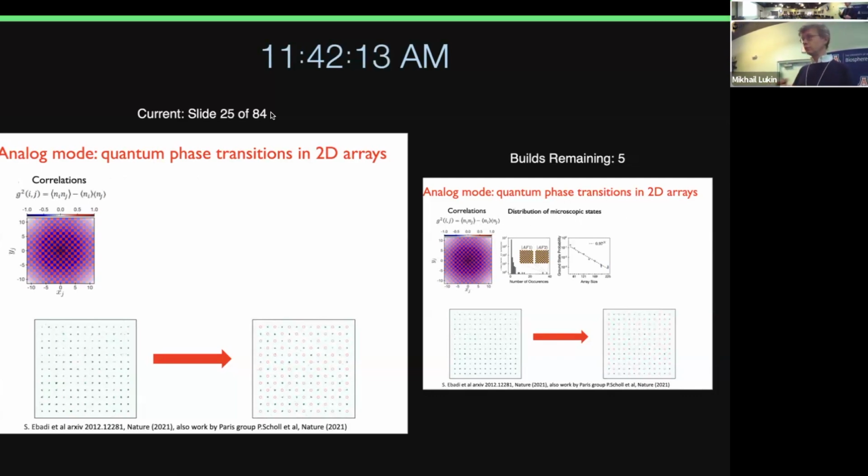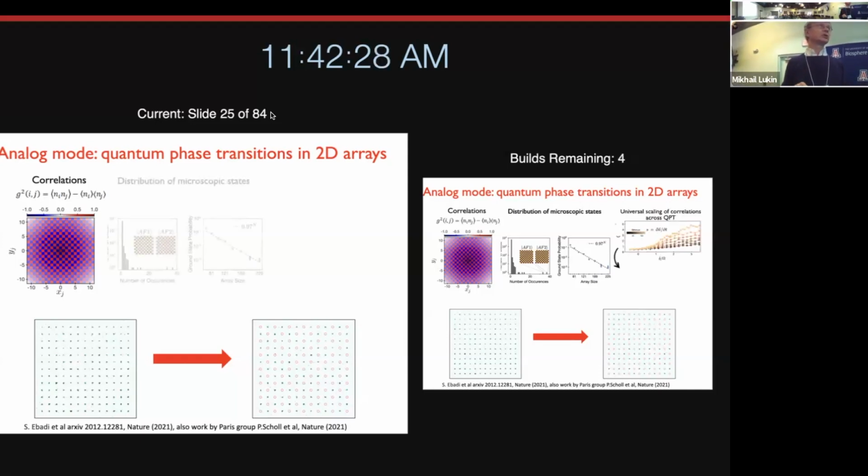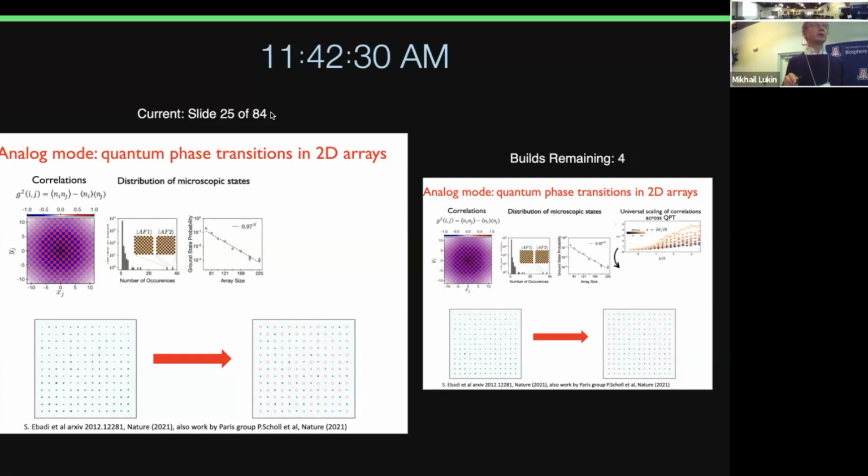By looking at this image, it is of course perfectly ordered. But if you do the experiment, not every shot is actually like this. You typically have some defects, and so you can characterize it by looking at things like correlations, a second order density correlation function. You can also look at things microscopically.